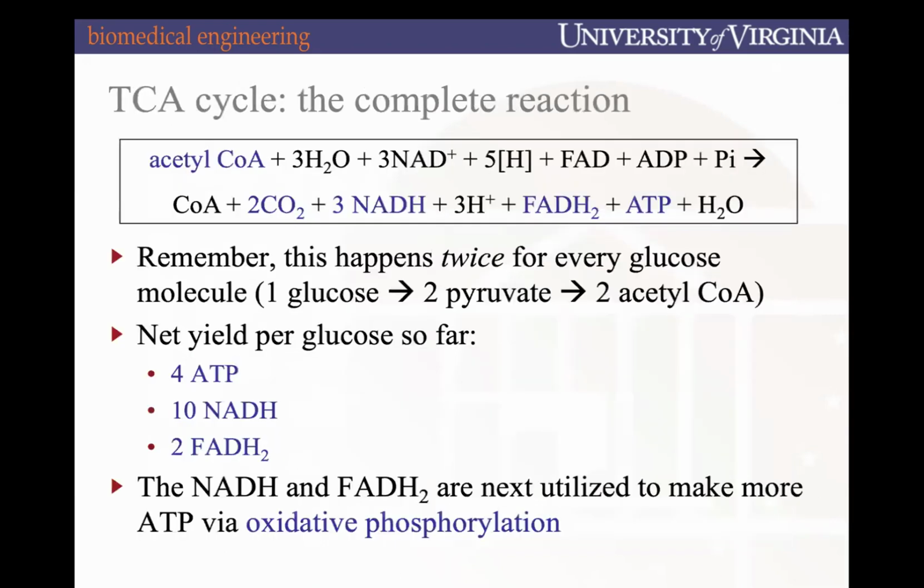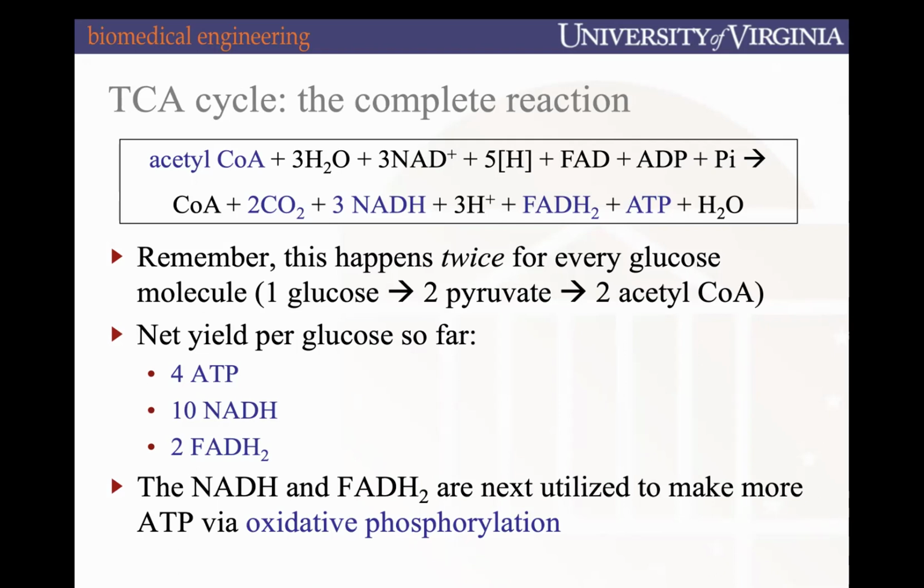So to summarize the take home of what we get from the TCA cycle. We're putting in acetyl-CoA, and what I should say is that this is excluding the preparatory step of pyruvate becoming acetyl-CoA. So this is just jumping into the cycle. From one acetyl-CoA molecule, we get 2 carbon dioxides, 3 NADHs, and 1 FADH2.